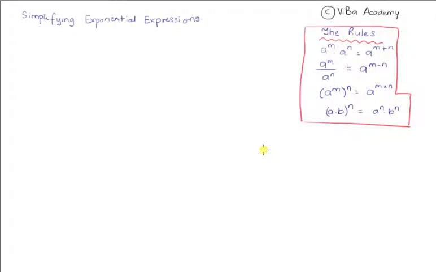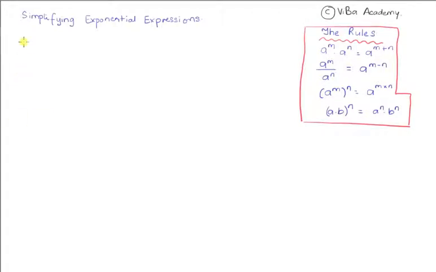Alright, this is a short video that I'm making about simplifying exponential expressions. I got a short request about this, which is why this video will appear in the miscellaneous section of my channel. So we're just talking about simplifying exponential expressions. These are the rules that I'm going to be using. And let's have a look at some of the questions.